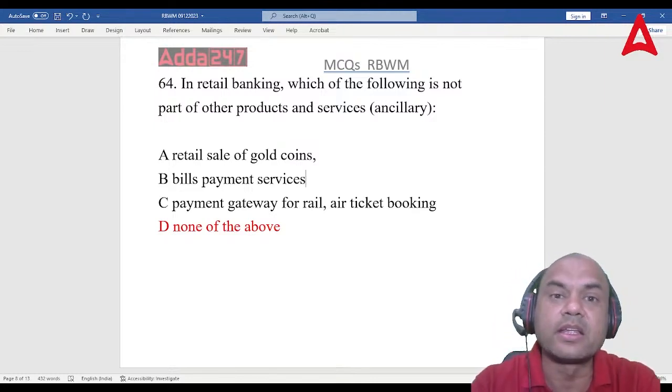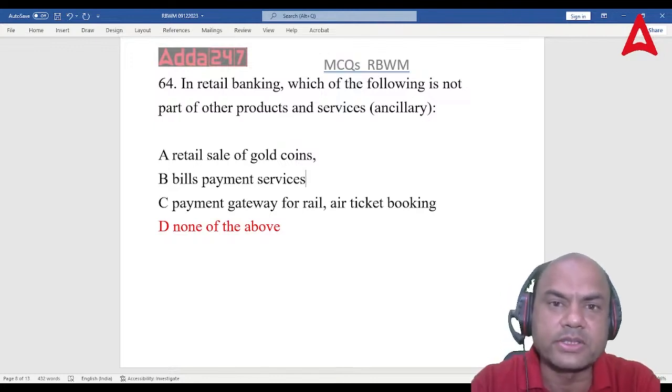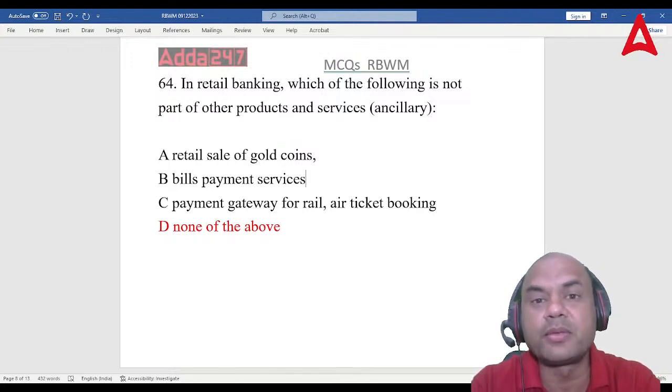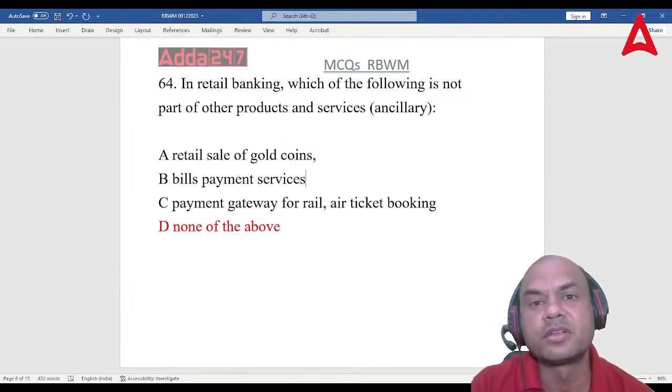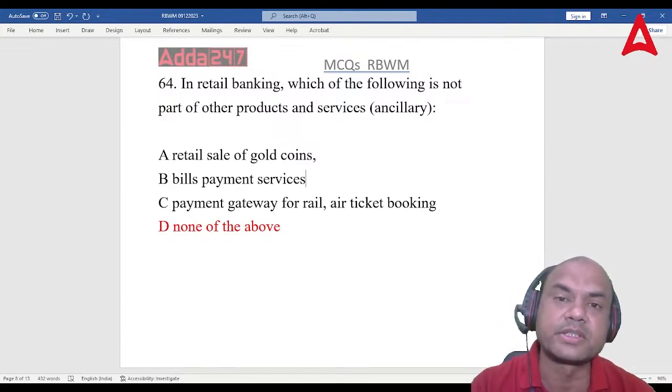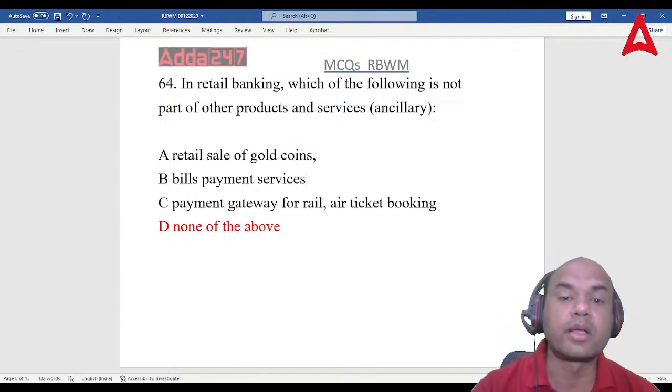Then what is ancillary? Locker. Locker is an ancillary service. Is it a core product of a bank? Suppose if there is no locker tomorrow, will the bank stop functioning? So ancillary means which is not directly affecting my core business. Even mutual fund, insurance, third party product, these are all ancillary services. Many others are there. So coming back.